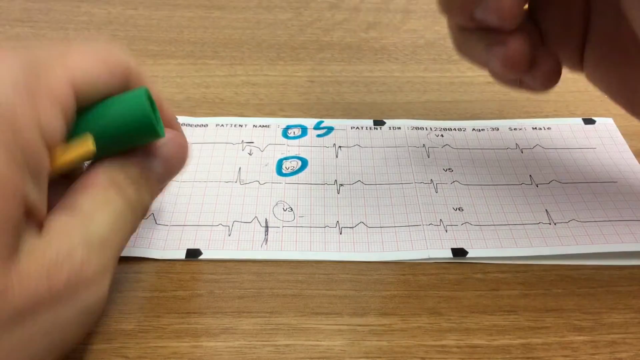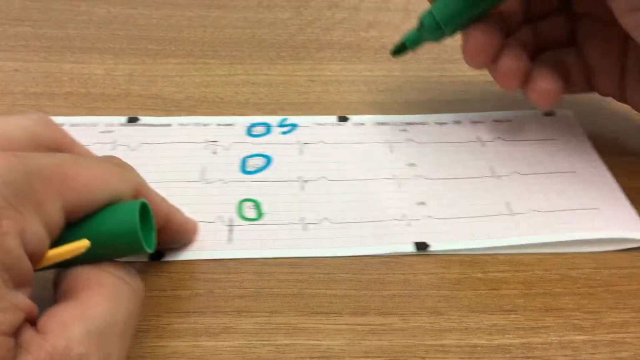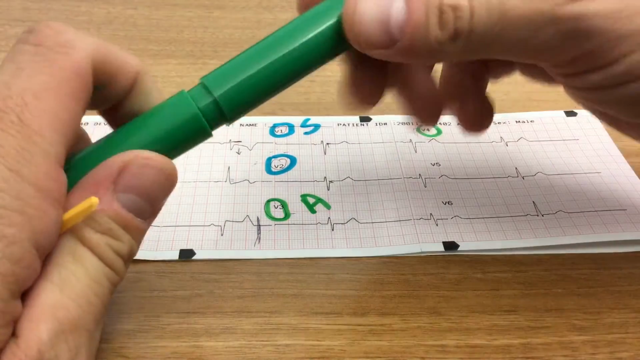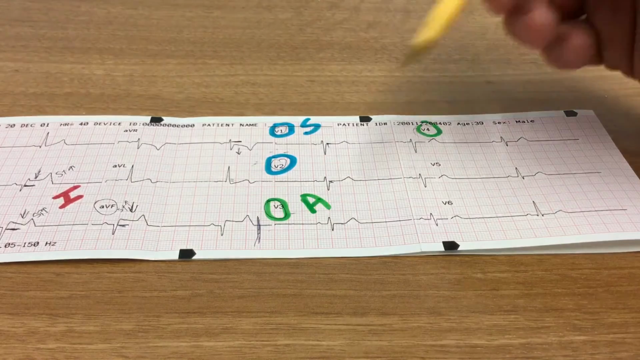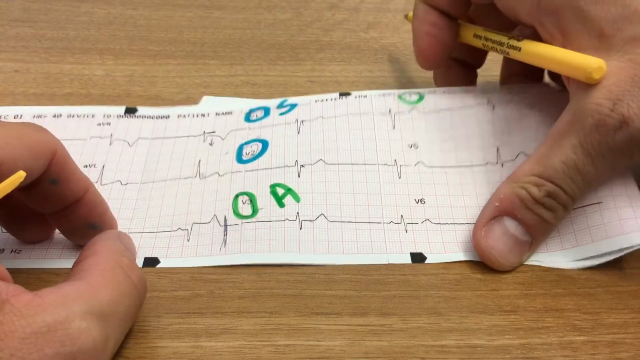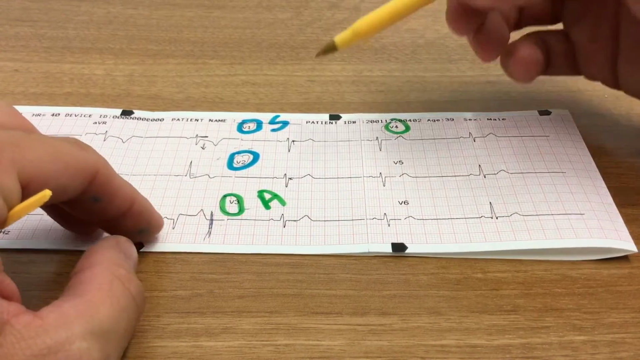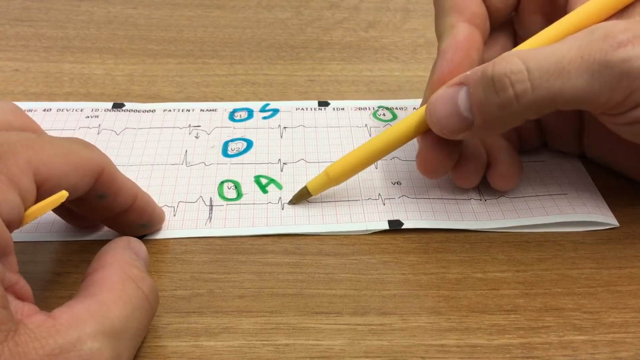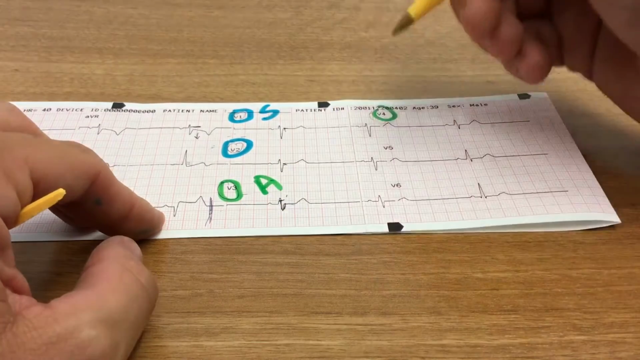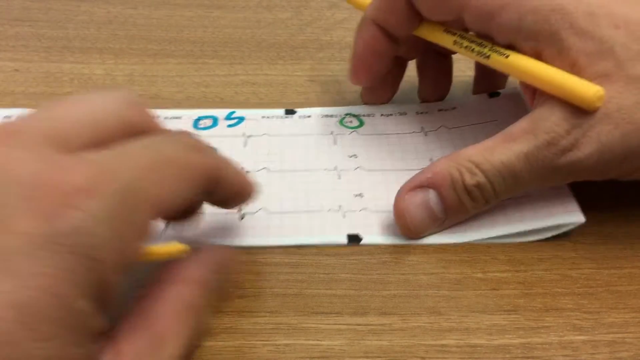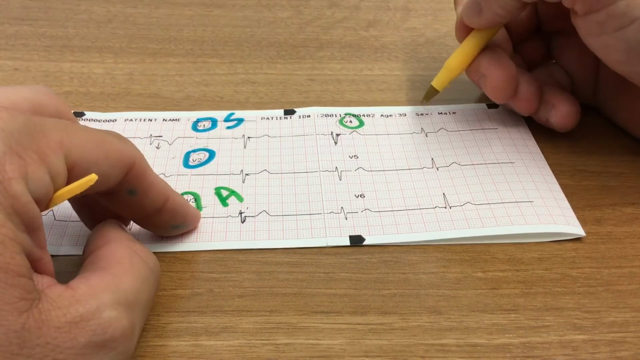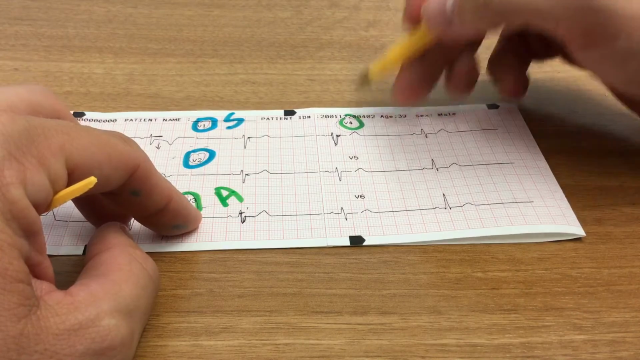So let's now move on to leads V3 and V4. This is looking at the anterior wall of the left ventricle. Okay, so the septal and anterior leads, of course, are all the left anterior descending artery, branch of the left coronary artery. Again, you can see that I have a nice J point there. It looks good. I have good return to baseline. And then V4. Again, my J point returns to baseline, so we're good in V4 as well.